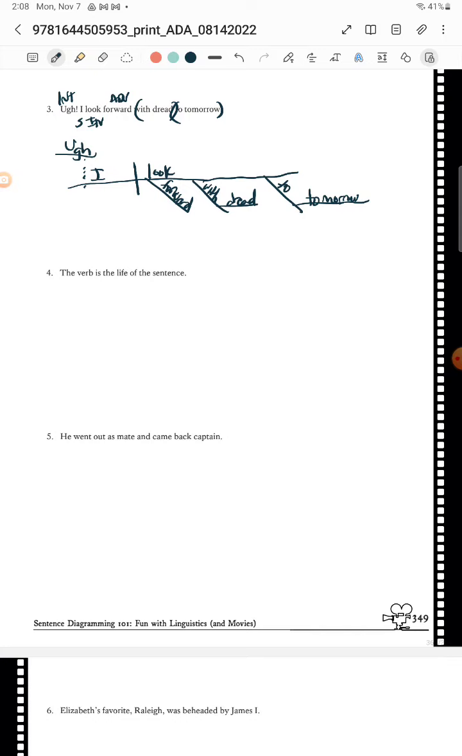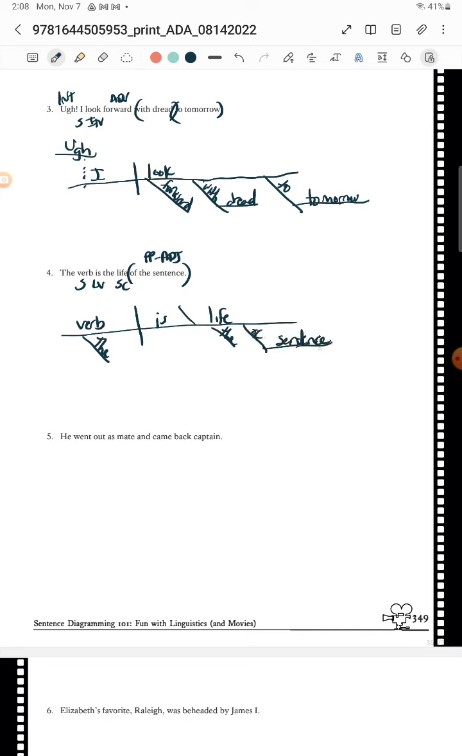All right. Oh, the verb is the life of the sentence. That definitely sounds old. All right. So we've got a linking verb happening, and then which life? So prepositional phrase acting as an adjective. So I've got the verb is, subject complement life, the life, and then which life? The life of the sentence. Sounds like something someone would make a class recite. The verb is the life of the sentence. The subject is the doer in the sentence. Yeah. Okay.